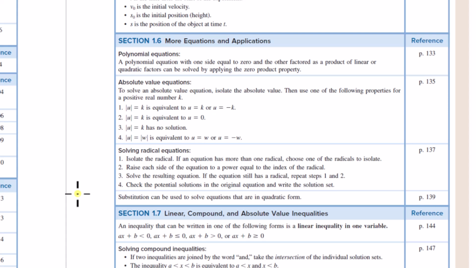Now, if there's ever a point where you raise both sides to an even index, then all that means is that there could be extraneous solutions. So once you get your final answers, you're going to need to check those answers, put them into the original equation. They could be extraneous. They could be extraneous because you're going to end up with a negative under an even root radicand, or they could be extraneous because they just don't check out, because it's the process of squaring both sides.